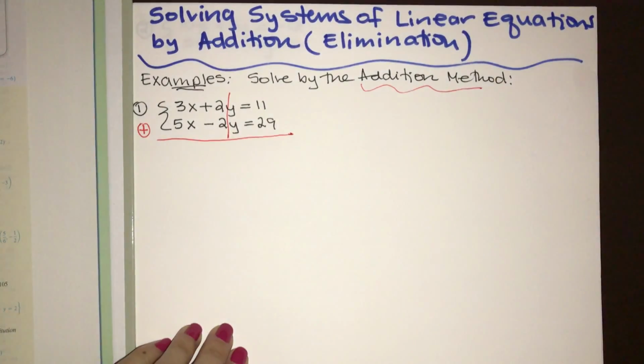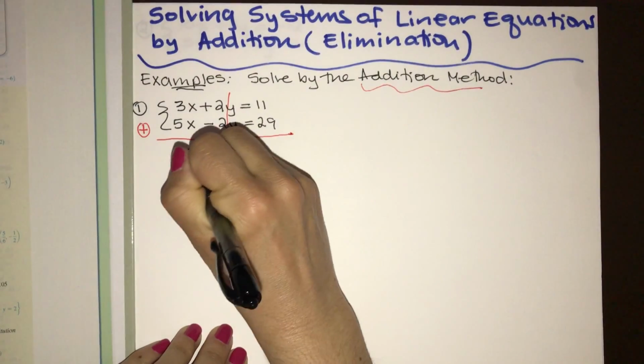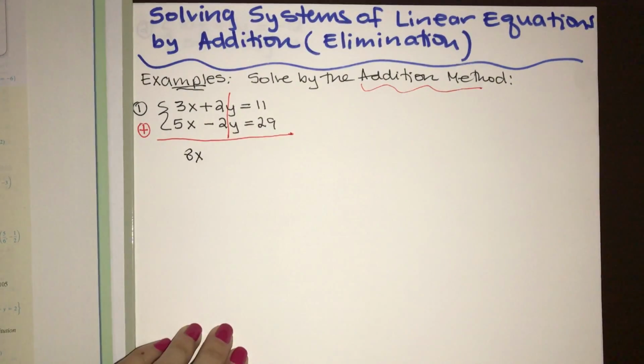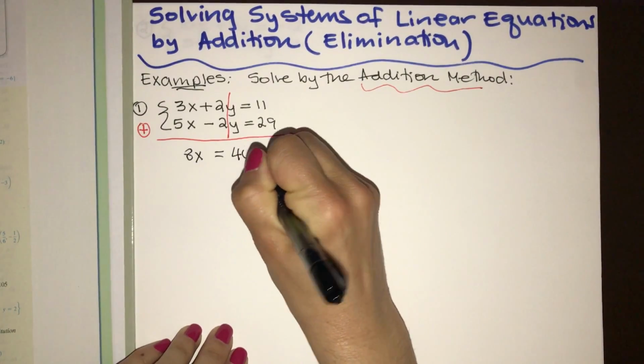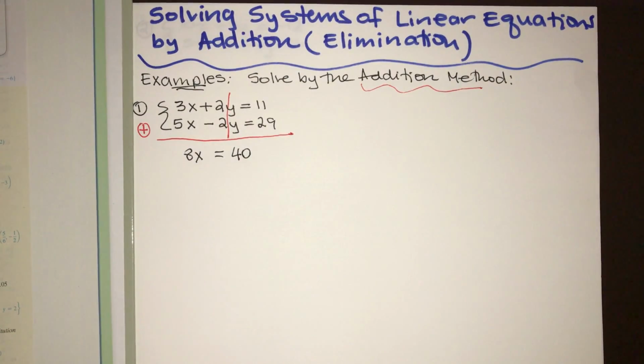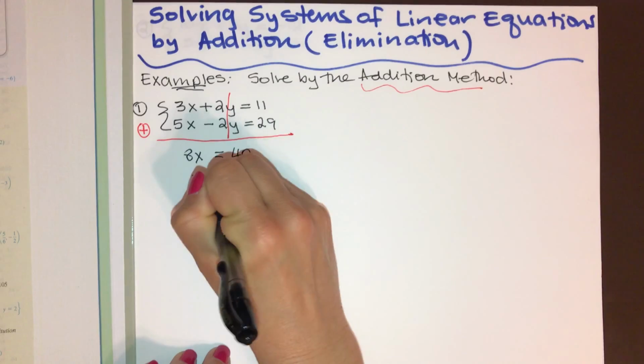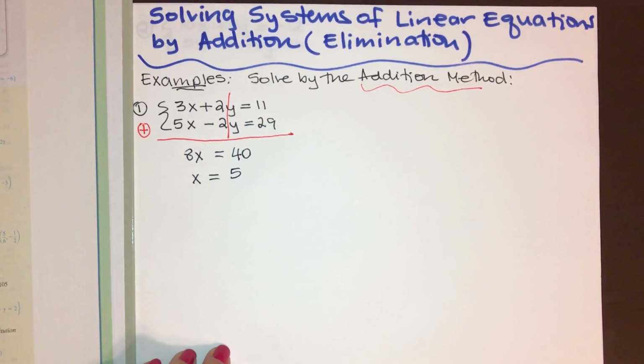2y minus 2y is 0, so that's gone. We're left with 8x is equal to 40. And then from here, we're going to divide both sides by 8. And so we get that x is equal to 5.